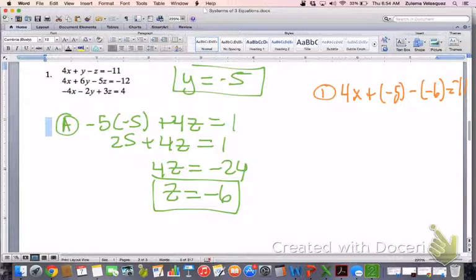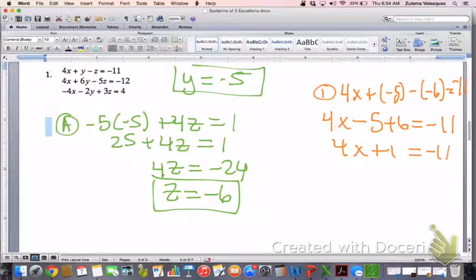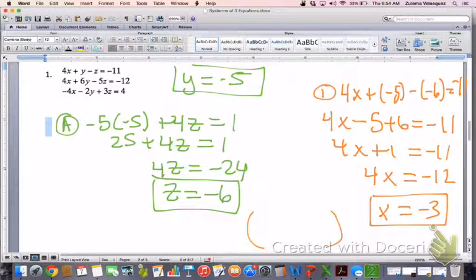And now we're going to simplify. 4x minus 5 plus 6 equals negative 11. 4x plus 1 equals negative 11. Subtract 1 from both sides, and that's going to give us negative 12. And divide by 4, we're going to get negative 3 for x. So we solved our system. The solution is x is negative 3, y is negative 5, and z is negative 6. So our xyz point is negative 3, negative 5, negative 6. So that's just a general way to solve this. Let's go ahead and try the second one.